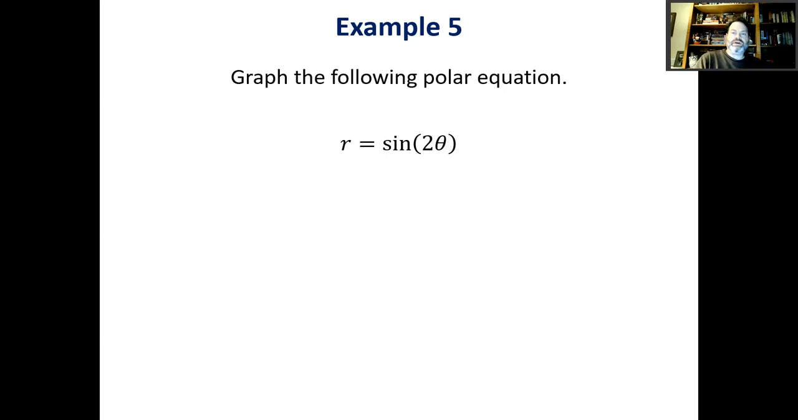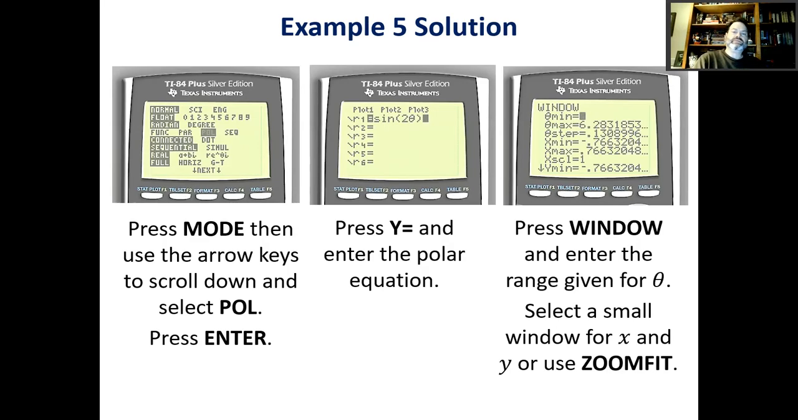So what we want to do here is graph this. Now, we're not graphing by hand. We're going to do this on the graphing calculator, so get your calculators out. And we're doing this like we did the parametric equations, right? You go to mode, scroll down to pole. Click y equals, type in sine 2 theta. Go to your window, enter the range given for theta.